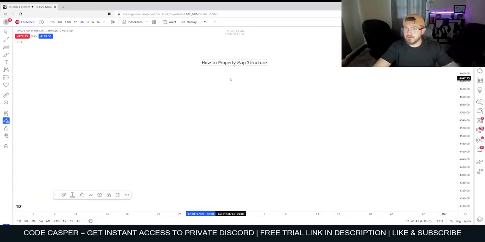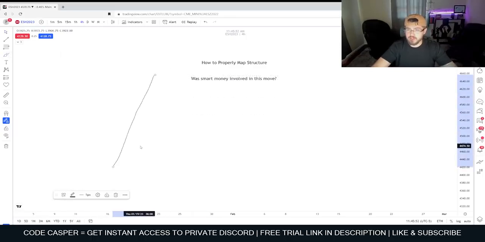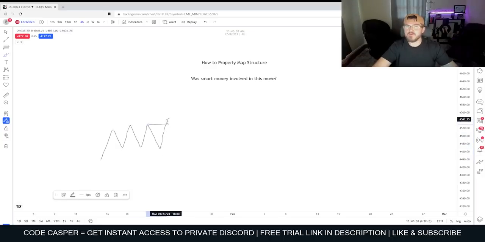So how do we properly map structure? Again, we went over it a lot in the examples, but you want to ask yourself a couple key questions. Was smart money involved in this move? AKA, was there an energetic push? If market structure is doing this, we barely come up, oh, well, it closed above it, but was it really a big push?